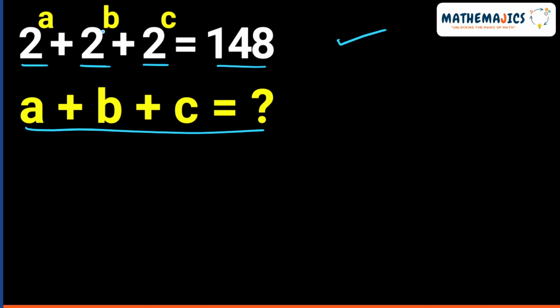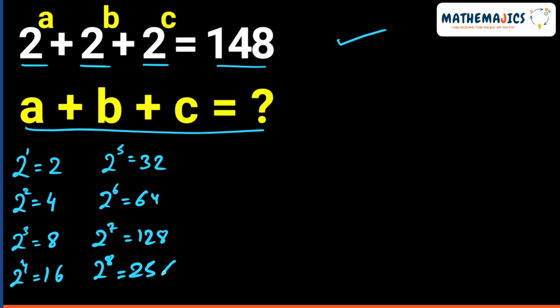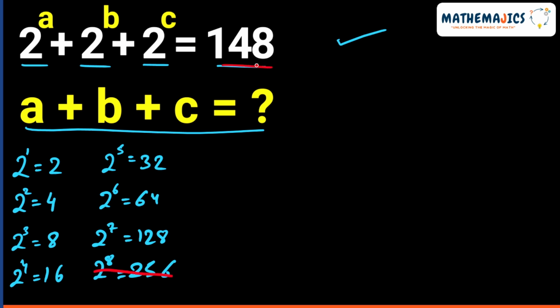Now, since all the numbers are powers of 2, let me write the powers of 2. 2 raised to power 1 is 2, 2 raised to power 2 is 4, 2 raised to power 3 is 8, 2 raised to power 4 is 16, 2 raised to power 5 is 32, 2 raised to power 6 is 64, 2 raised to power 7 is 128, and 2 raised to power 8 is 256. Now we can clearly see that there is no need to go beyond 2 raised to power 7. Yes, 2 raised to power 8 is also not needed because the sum of three terms is 148.